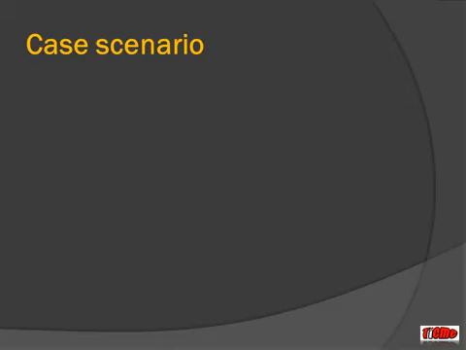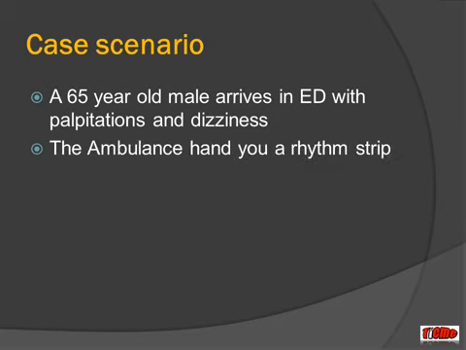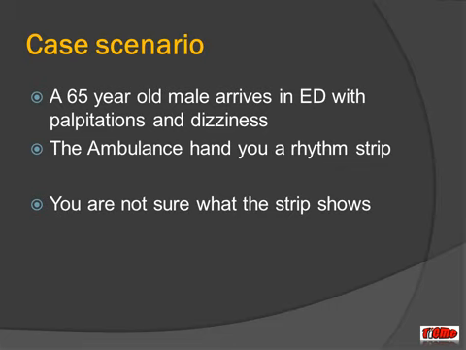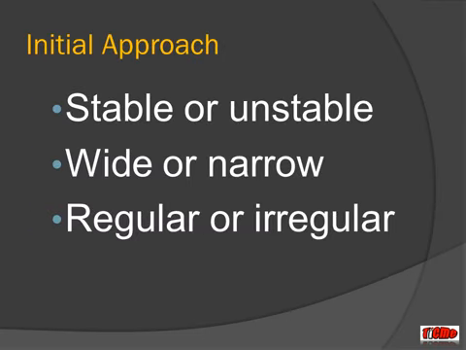So let's just start with a very common scenario in emergency. A 65-year-old man comes in by ambulance with palpitations and complaining of dizziness. The ambulance then say, "We've printed out a rhythm strip," and they hand it to you, and unfortunately you're not quite sure what the strip shows. You're not sure whether you need to act now, and you want to know, how do I work out what's going on? Well, hopefully at the end of today's tutorial you'll have a lot more information on which to base decision making around wide complex tachycardias.